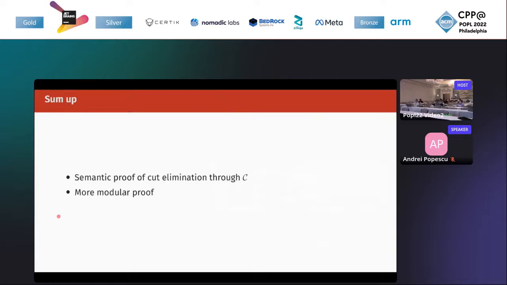I believe that this approach is more modular and more amenable to formalization, at least in proof assistants like Coq. In the paper you can read more details about the proof and also about two extensions that we consider: extensions of BI with some classes of structural rules, and extensions of BI with a box modality, which is an S4-like modality added to BI.